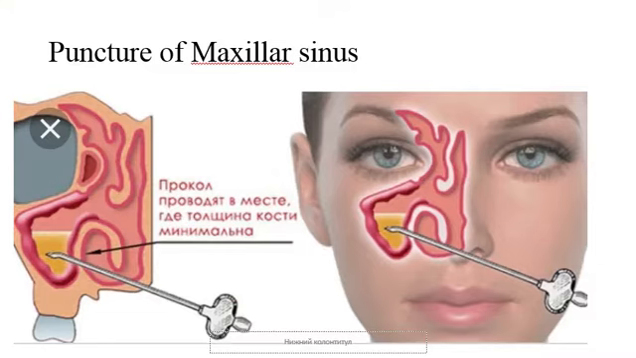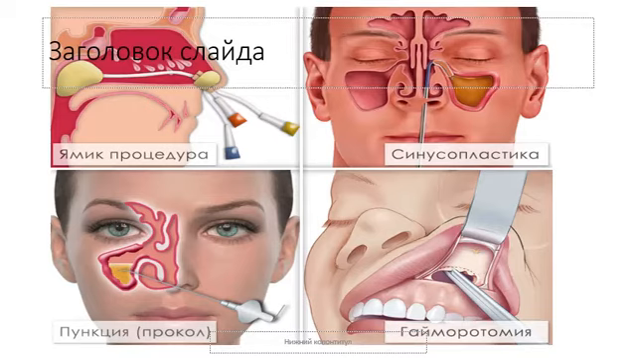It's the punctures. In that slide, we can see the punctures. Okay, it's very popular in the post-Soviet countries. And this one is the Yamik catheter. It's also very popular in the post-Soviet countries.